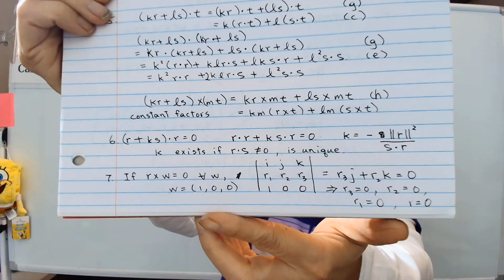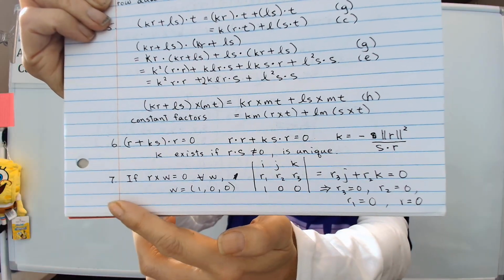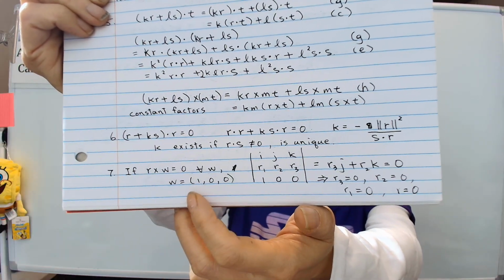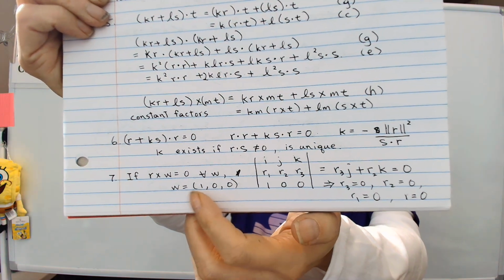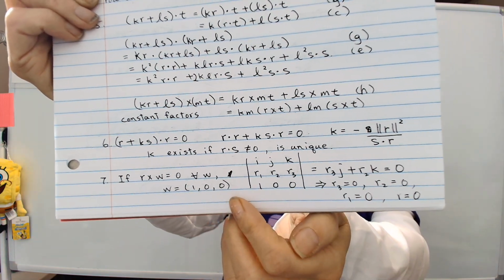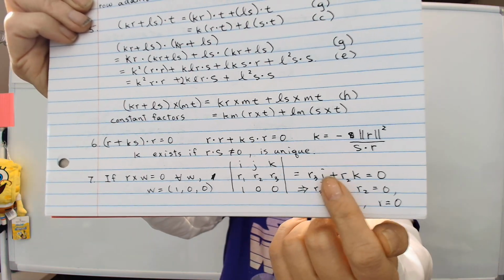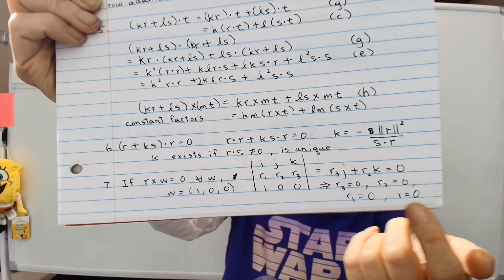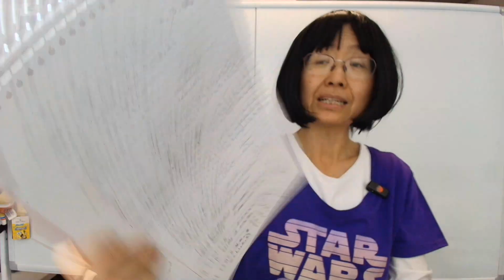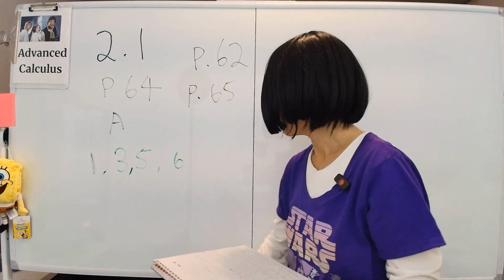And so that's that. Problem 7, we have R cross W equal to 0 for all W. Then we can just choose W equal to (1, 0, 0), and that gives us R3 and R2 equal to 0. Then we choose (0, 1, 0), and it will give the other components are 0, and so on. So that answer comes out very nicely.